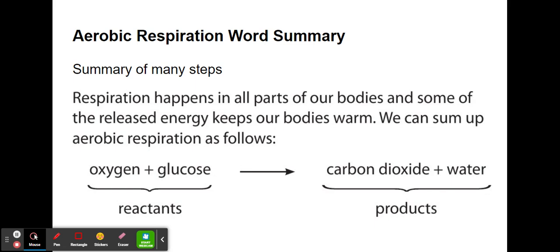Now, one of the things that respiration does for our bodies, which is really important, is it releases some energy as heat, so as thermal energy, and that helps to keep our bodies warm. But you can see here the reactants are oxygen and glucose. It's aerobic respiration, so oxygen needs to be present. So the reactants are oxygen and glucose, and the products are carbon dioxide and water. Now, it's not the carbon dioxide and water that we're after, or that the cell is after as part of this reaction. It's the energy that's released as a part of this process.